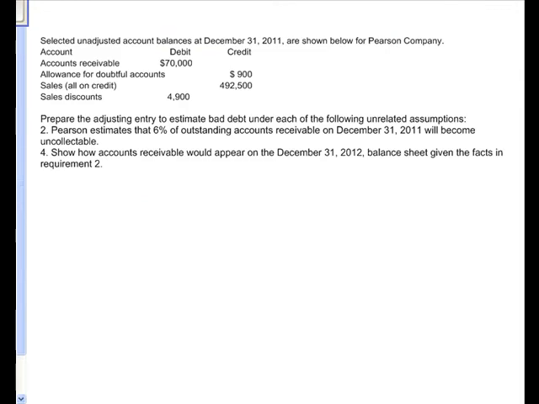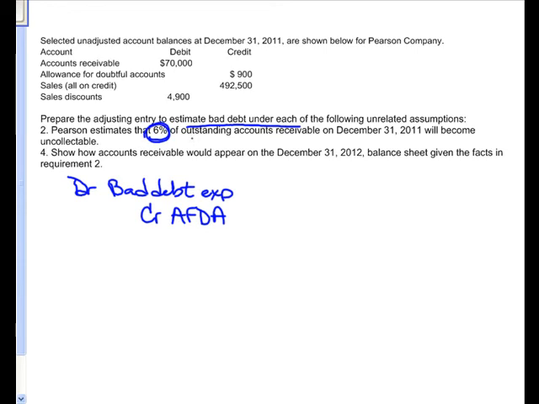Okay, we're going to do the same question again, but this time we're going to use a different method for calculating the number that goes in the journal entry. Remember, to estimate our bad debt, the journal entry is exactly the same as it was the last time. We're going to debit the bad debt expense, and we're going to credit the allowance for doubtful accounts. Now this time, to find the number that goes in the journal entry, the question says that we want to take 6% of outstanding accounts receivable.